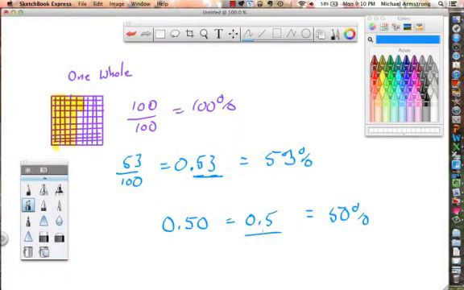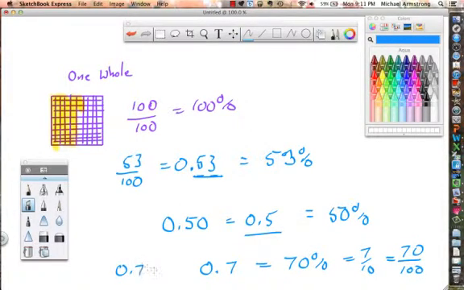And if 5/10 is 50%, I bet you can guess what 0.7, which is 7/10, equals. That equals 70%. 7 out of 10 is the same thing as 70 hundredths. So if we write it like this, we can also add a 0 and not change the meaning. That gives us hundredths. We get 70%. Okay? That works pretty well.